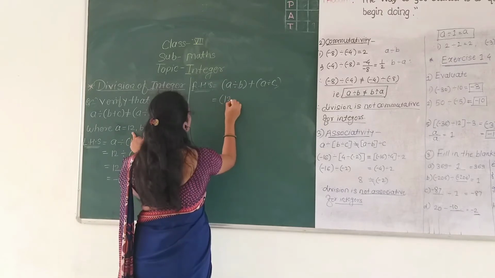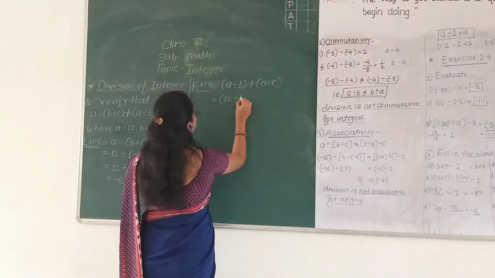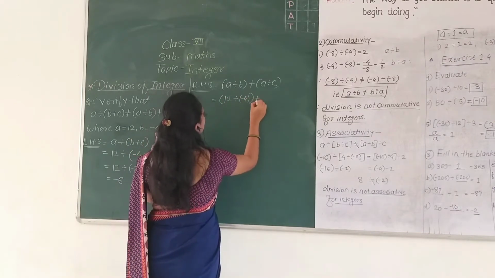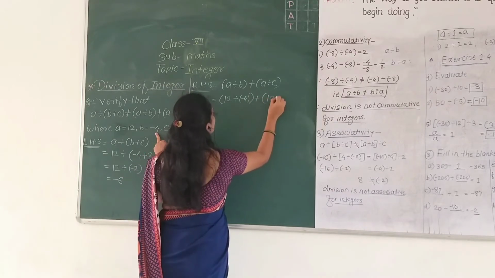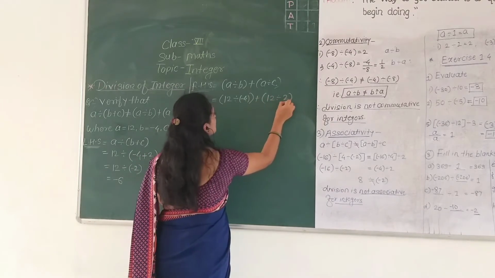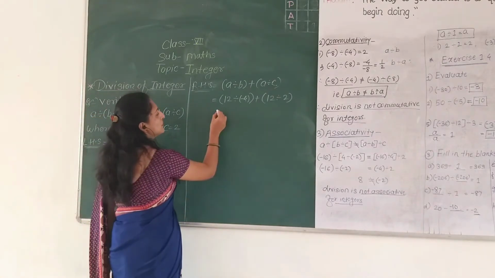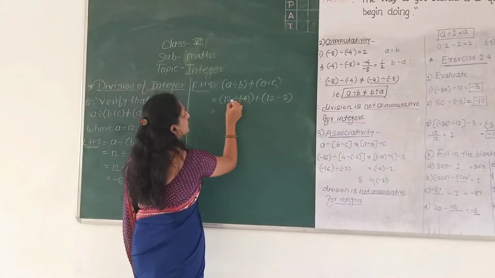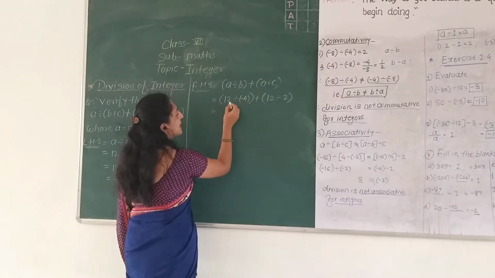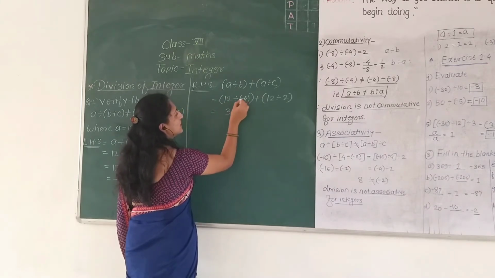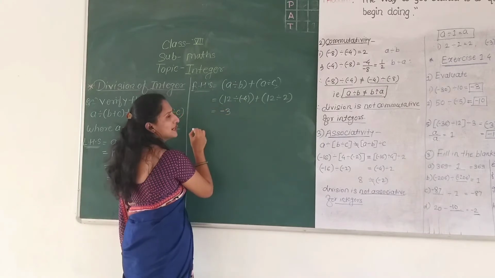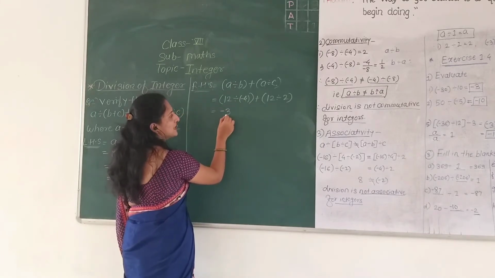Here a divided by b is 12 divided by negative 4, plus a divided by c is 12 divided by 2. Here I substitute the values of a, b and c. So 12 divided by negative 4: 4 threes are 12, so 3. But one of the integers is negative, so the answer is negative. So here the quotient is negative 3.